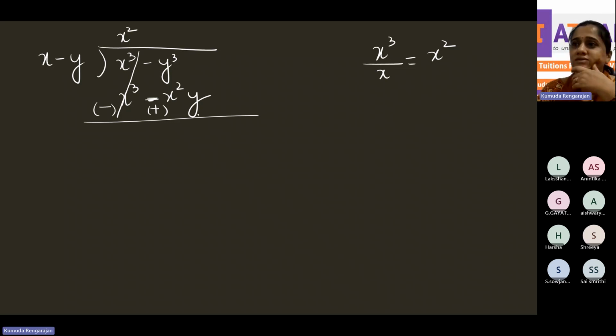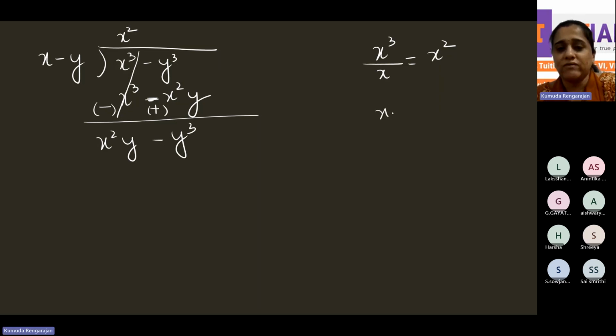Now, which one to write first? Since you're dividing by x minus y, where x is the first term, you must write the term that has x first. So write x squared y first, followed by minus y cubed. The term which has x will come first.